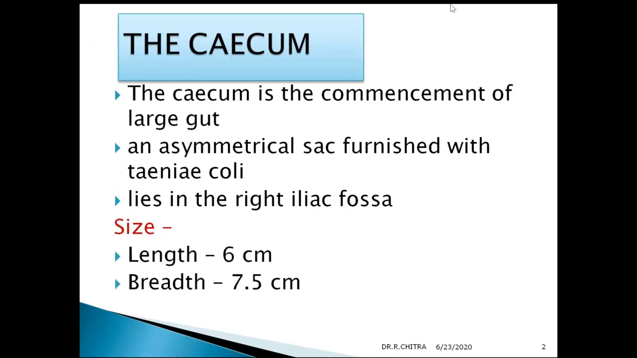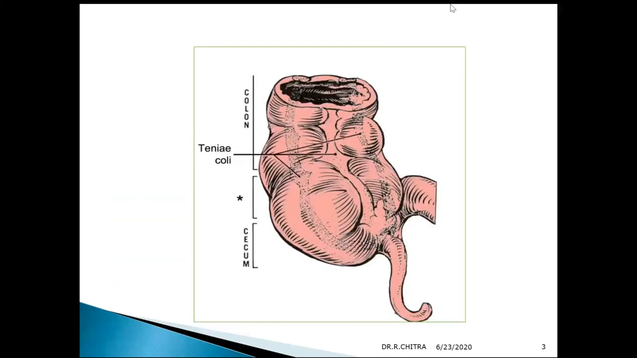If you see the size of the cecum, it is very interesting or peculiar. Length is less than the breadth of the cecum. Usually, the viscera will have the length more than the width. But the cecum length is 6 centimeter and breadth is 7.5 centimeter. So you can see in this the cecum which is asymmetrical and it is furnished with the taenia coli.